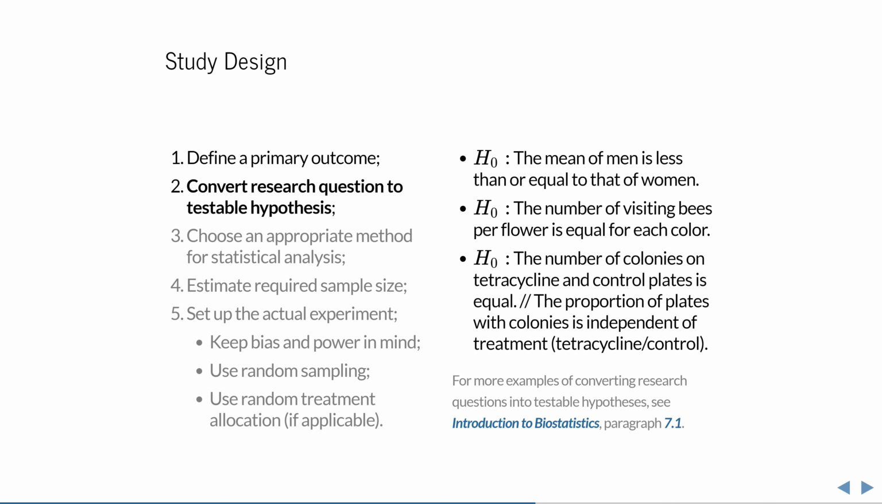And for the last one, the null is that the number of colonies on either plate is equal. Or again, if the antibiotic simply kills off everything, you could have multiple plates of both the treatment and the control, and you could use the null that the number of plates with colonies is equal for both treatments.